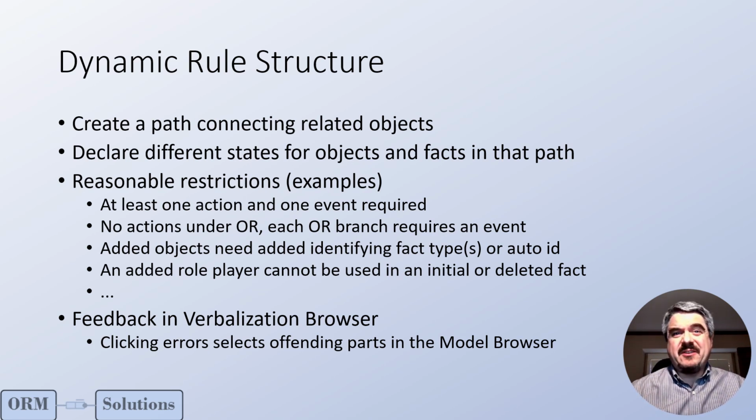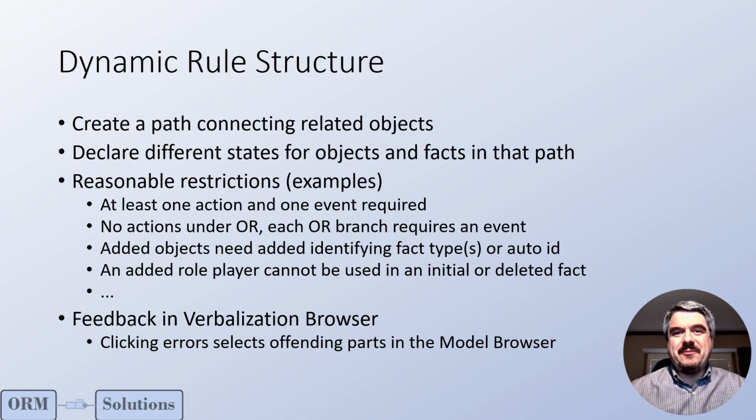You can't have actions under or. You can't say, well, when this happens, do this or that or that or that, right? You have to have a single consequent. However, you can have or branches, so you can have multiple things that produce that result. The only requirement on the or branch is that each of those must also have an event in it.